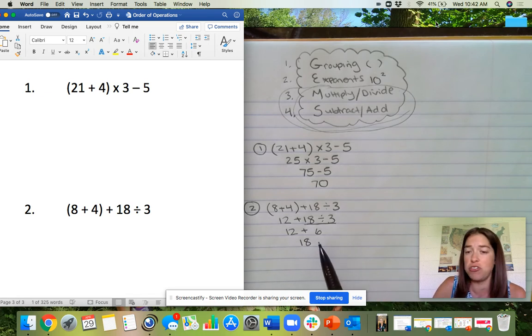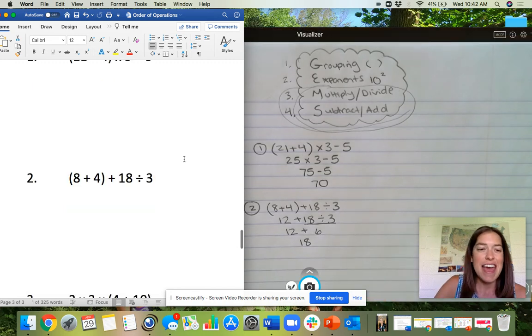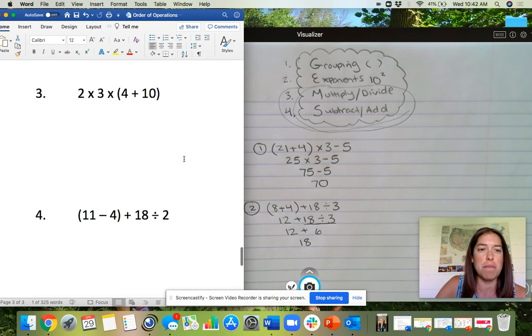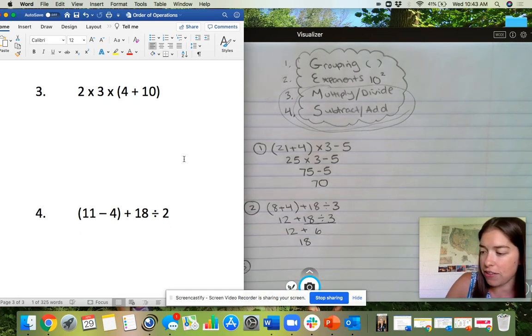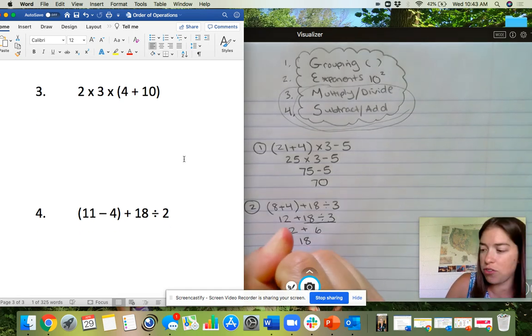And the answer number 2 is 18 because we used our correct order of operations. All right, we're on a roll. Let's go ahead and move on to question number 3. Go ahead and copy it down exactly as it's written. I have 2 times 3 times 4 plus 10.